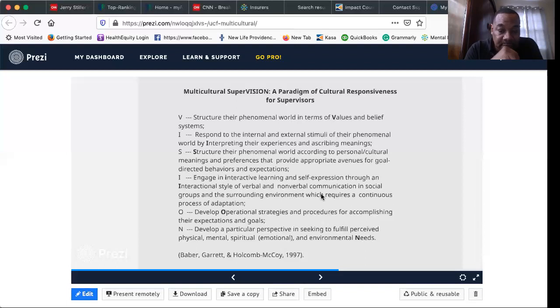So develop operational strategies and procedures for accomplishing their expectations and goals. You want to go through that, help them develop strategies and procedures. And again, they have to be culturally responsive. It's very easy for me to say to my chemically addicted client, you need to stop smoking weed. You've got to stop smoking weed.